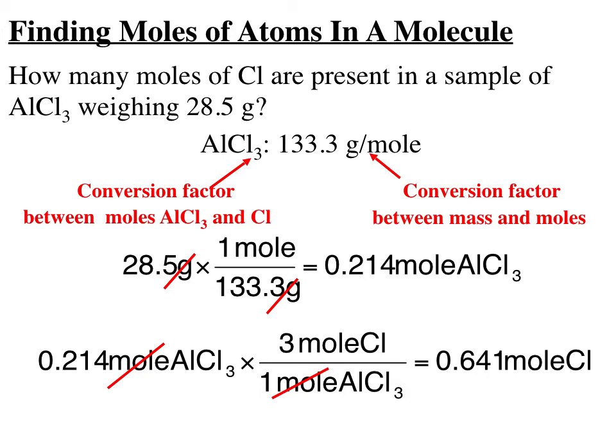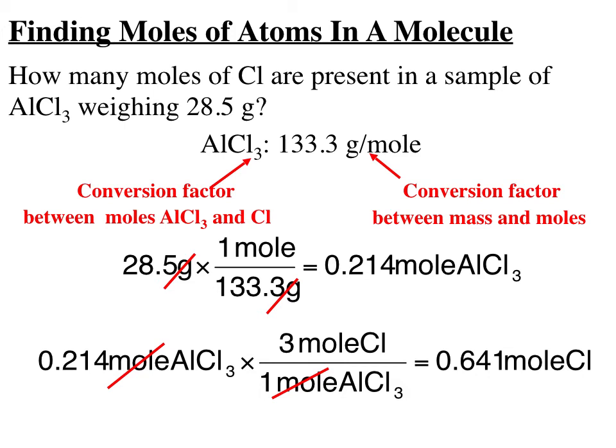The question is, how many moles of chlorine do I have? To find the conversion factor between moles of AlCl3 and moles of chlorine, I use the empirical formula. It tells me there are 3 Cls per AlCl3 unit. So this creates a conversion factor of 3 moles Cl per 1 mole AlCl3. If I have 1 molecule of it, there are 3 Cl atoms. If I have 1 mole of AlCl3, there are 3 moles of Cl.